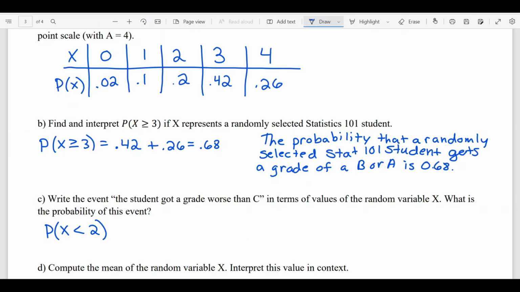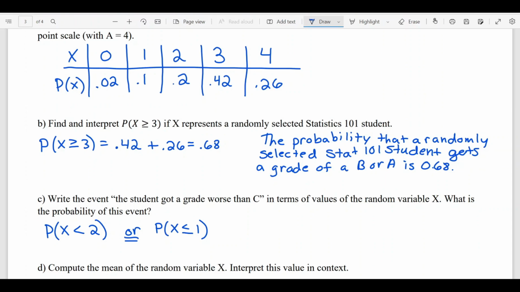What we could also write, and you don't have to write both every time, you can just pick one or the other, but I just want to point out there's 2 ways of writing this. For a discrete random variable, the student got a grade worse than a C means that they got a D or an F. So if they got a D or an F, we could also write that as less than or equal to 1, because that also means that they got a grade worse than a C.